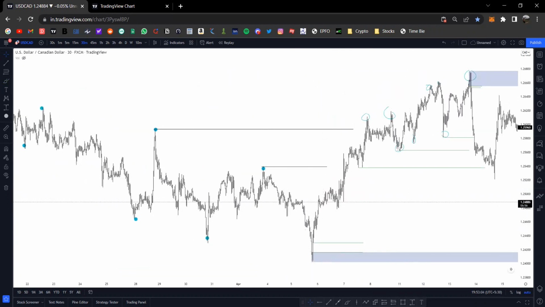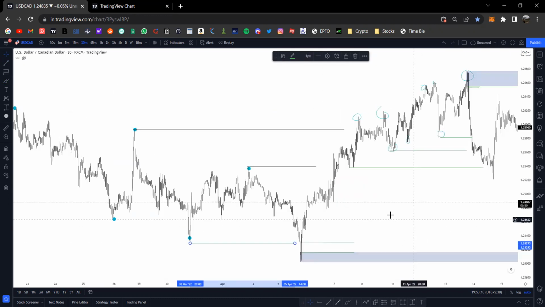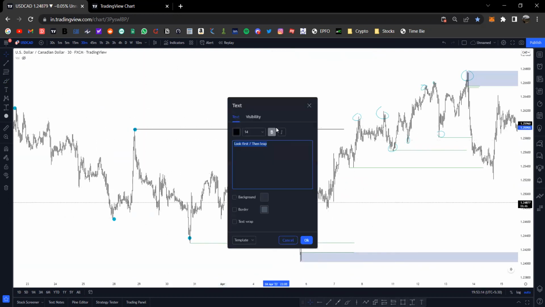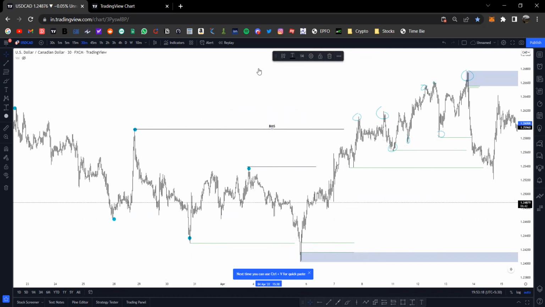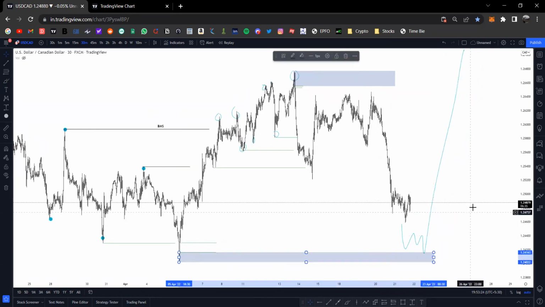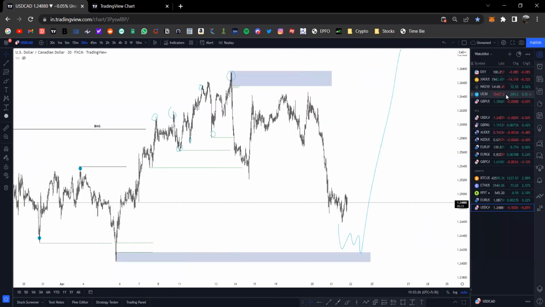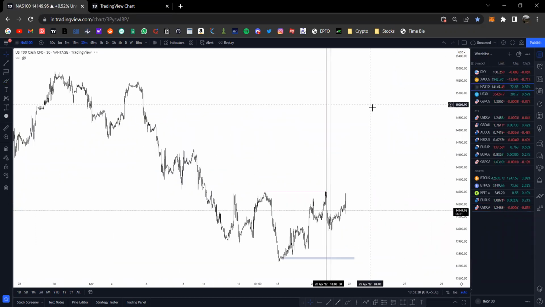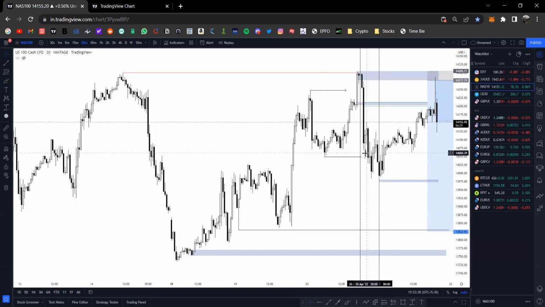This has taken out this low. So this just became a sponsorship candle as well. And they took out the high as a break in market structure. So yeah, that's how I will look for buys. Okay, same thing I did on Nasdaq today.